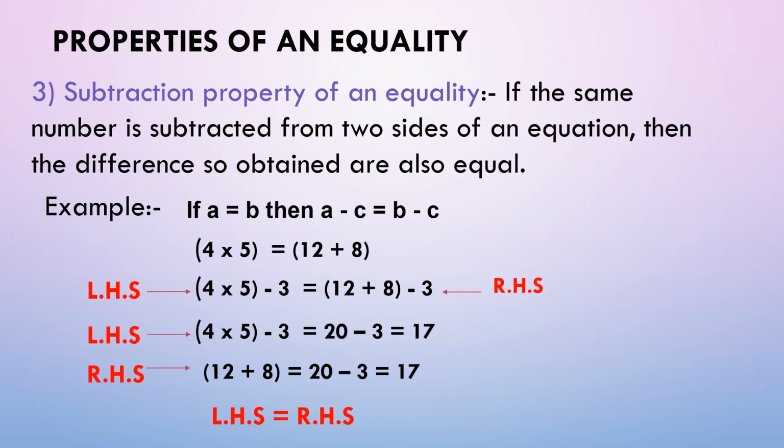Now let us simplify that. LHS: 4 into 5 is what? 20, and 20 minus 3 is what? 17. So the value is getting what? 17. Same way you have to simplify the RHS also. 12 plus 8 is what? 20, and 20 minus 3 is what? 17. So both the answers you are getting what? 17. So LHS is equal to RHS.